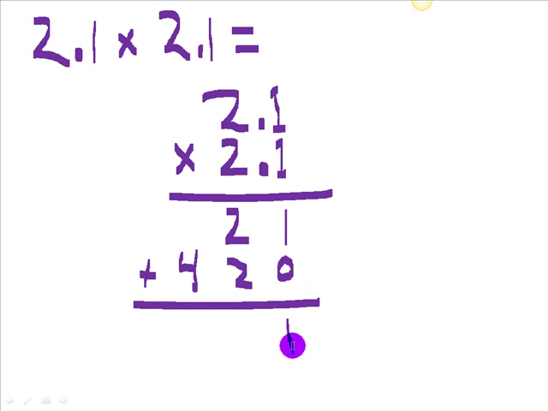Then I come in and I do my addition. I have 1, 4, and 4. I then count the number of decimal places that I have to the right of the decimal. I have 1 number, 2 numbers. I come down here and I go 1, 2, add my decimal. 2.2 times 2.2 is 4.41.